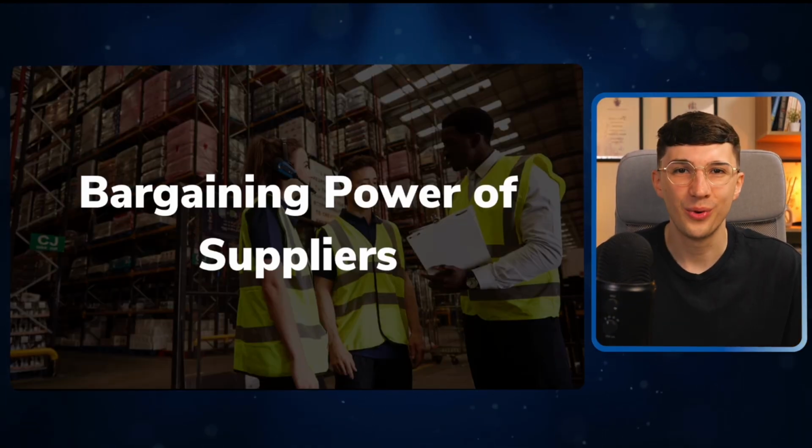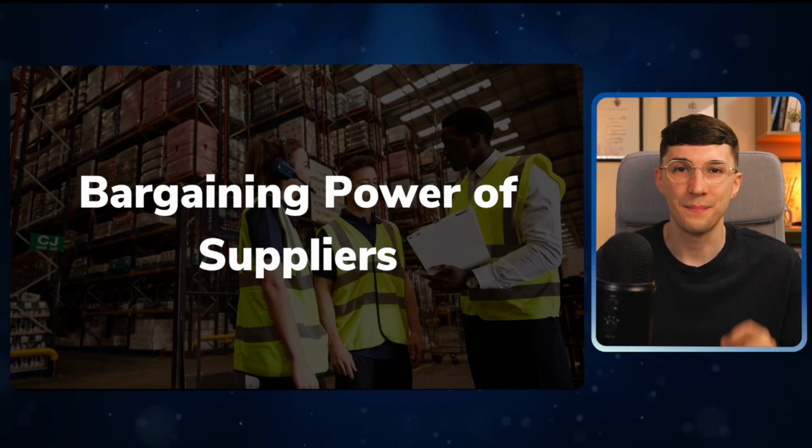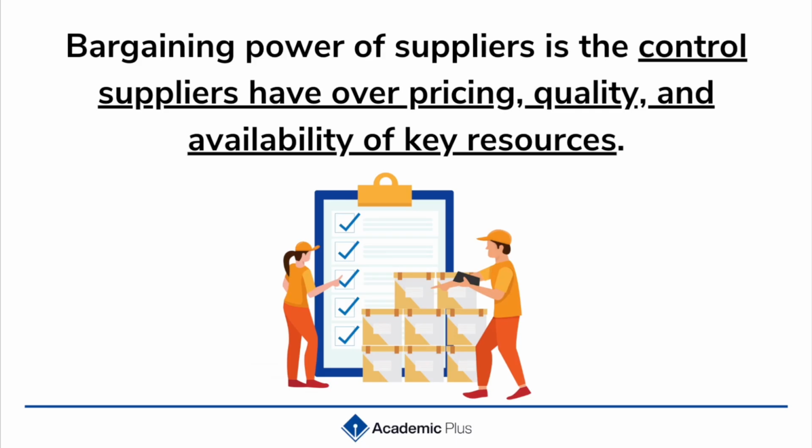Next up, out of our Porter's 5 forces, we have the bargaining power of suppliers. Now, what is this all about? Well, the bargaining power of suppliers is the control suppliers have over pricing, quality, and availability of key resources. So realistically, suppliers want to be paid the most amount of money to maximize their profits, so they want to increase their prices. Now, some factors that may influence the bargaining power of suppliers, well, first of all, it depends on how many alternative suppliers there are within the market.